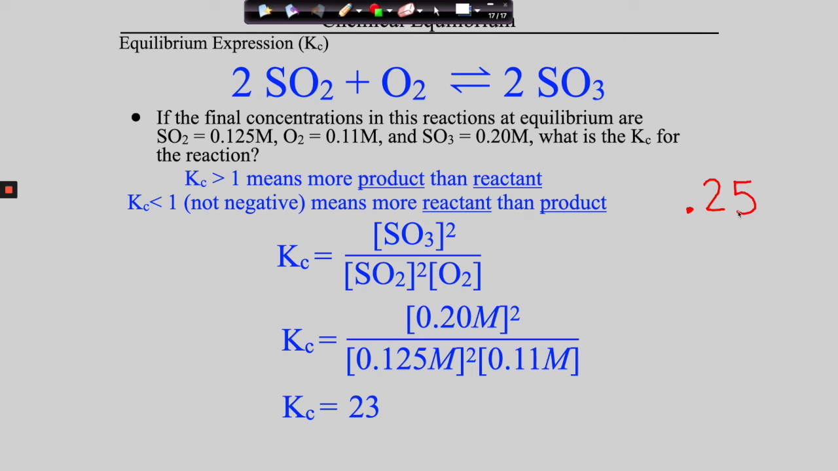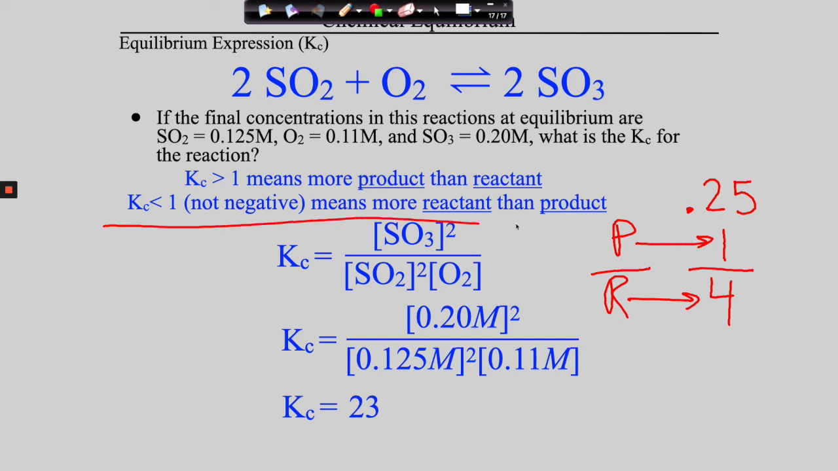But guys, what does it mean if you have a Kc of 0.25? Well, let's rewrite that as a fraction. 0.25 is the same as a fourth. So what does that mean? Well, remembering that this is products divided by reactants, that means that we're going to have 4 times more reactant than product at equilibrium. That is what this means. If Kc is less than 1, not negative, it means you've got more reactant than product.